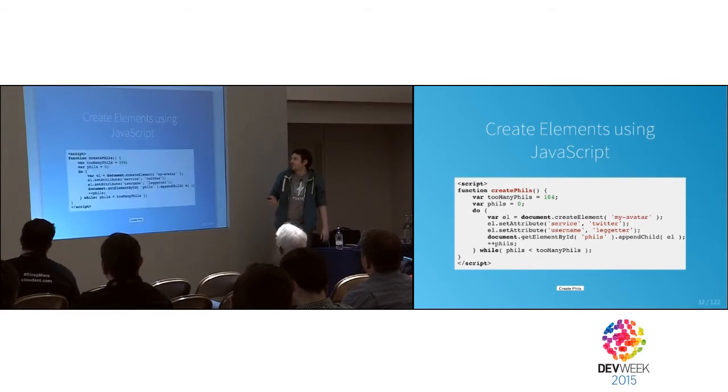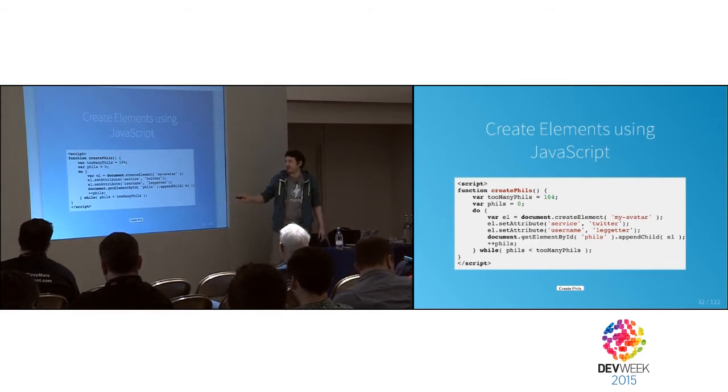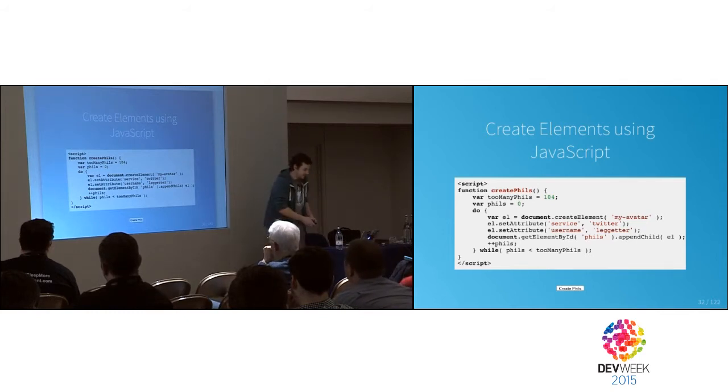Okay, so because it's natively supported, because the browser knows how to deal with this sort of stuff, we can obviously use markup, but we can also use JavaScript to create elements. So in this case, I'm creating loads of avatars. Too many avatars is obviously 104. I'm going to use a do-while loop because I haven't used one in a while. And I'm going to create a bunch of my avatar images. I'm going to set the service property to Twitter, the username to Leggetter. I've got, obviously, an element somewhere in this page, which is called avatars. And I'm just going to append 104 avatars to the DOM for some reason, just to show that you can do it.